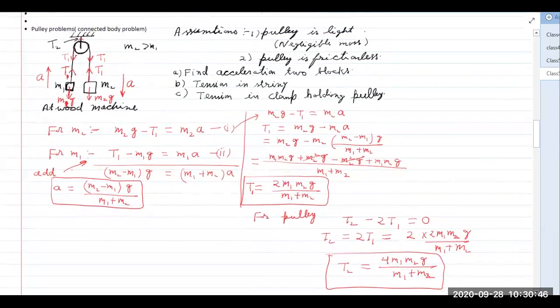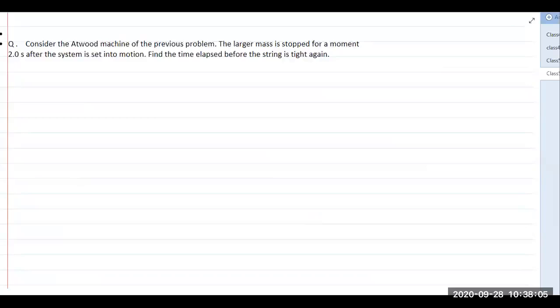Find the tensions and the acceleration of the blocks. Relative motion का concept है, तो हम लोग इसको करते हैं. देखिए, so consider the Atwood machine of previous problem.